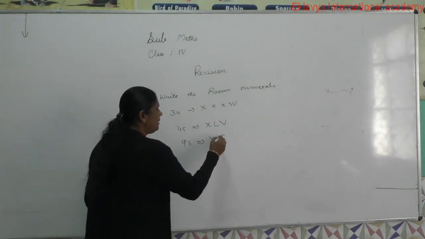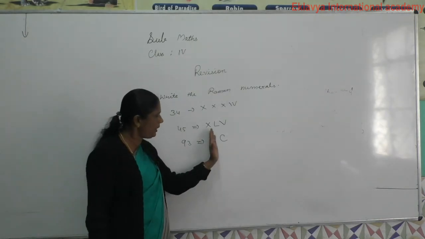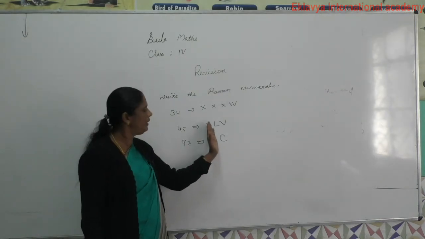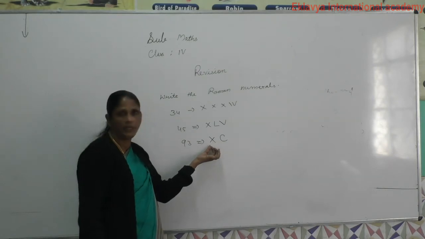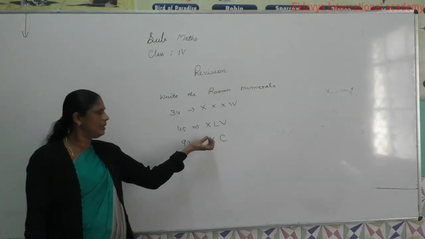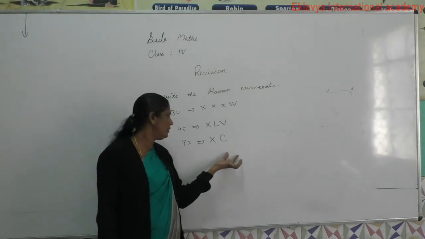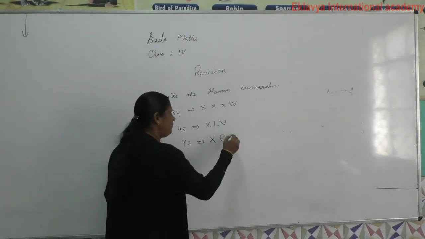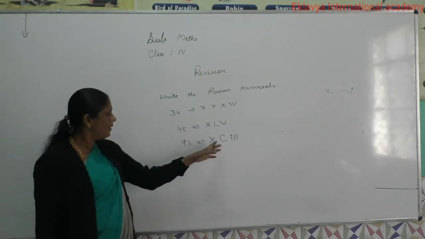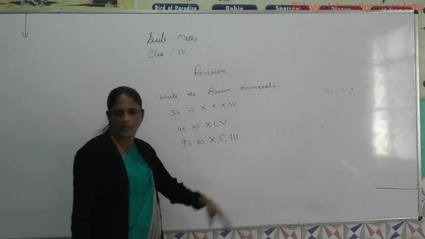X and C. C means 100. We write X on the left hand side of the C. This number is now 90. Then we add 3. 93. Understand?